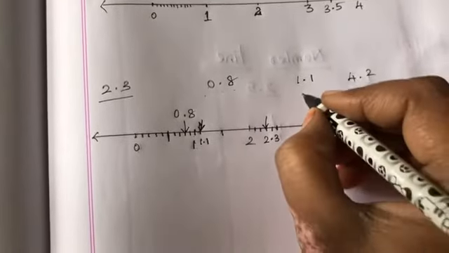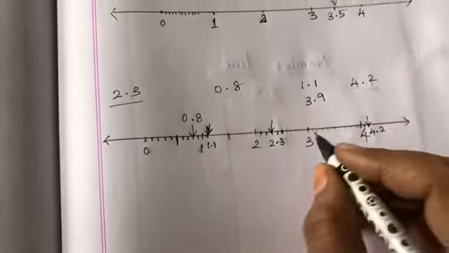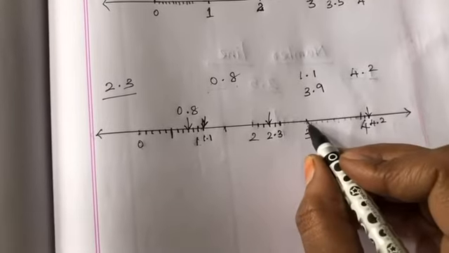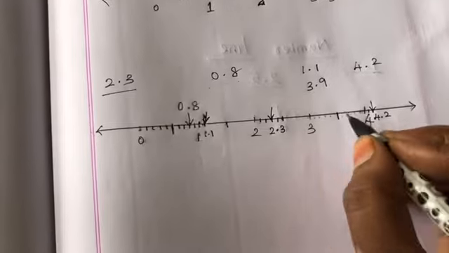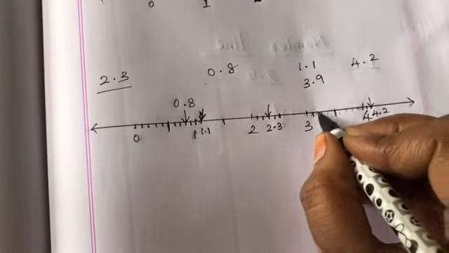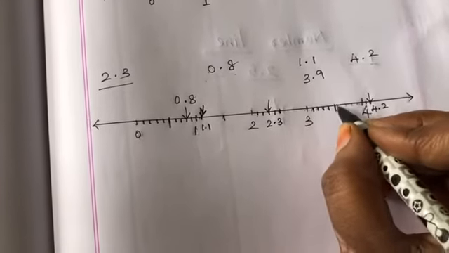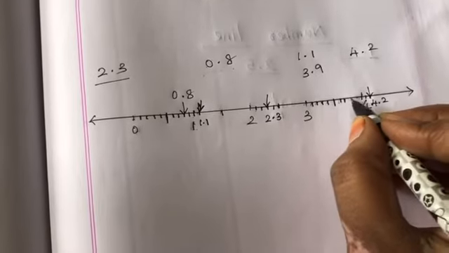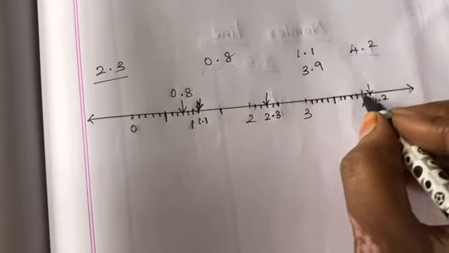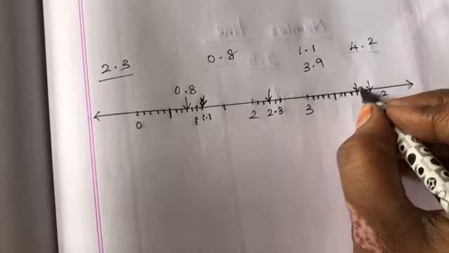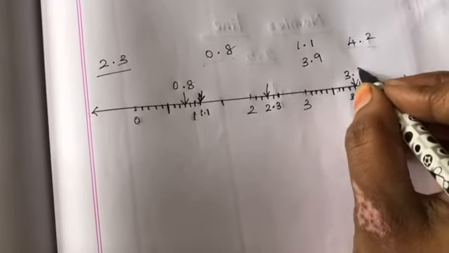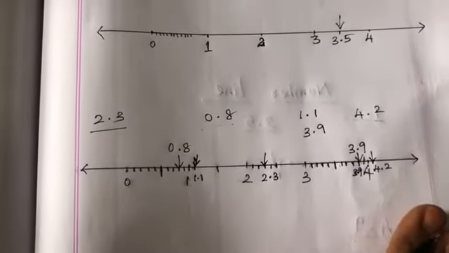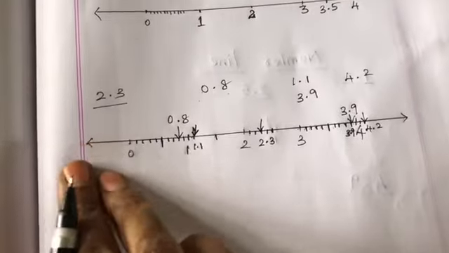So 3.9: you have to divide the numbers between 3 and 4 into 10 equal parts, and this is 5. So 1, 2, 3 and 4. This is 5, 6, 7, 8 and 9. And this is our 3.9. Okay, this is how we mark the decimal numbers on the number line.